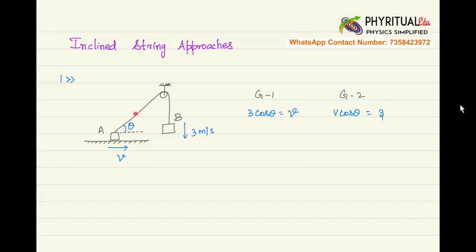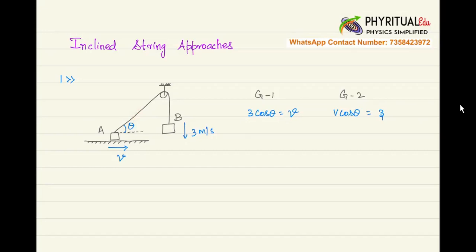Do you really think that if I take a point here, that point's velocity will be 3 meter per second? Or do you really think that the velocity of this point is going to be v cos theta? Just think about that. So if you had thought the answer is 3, that is incorrect. If you had thought the answer is v cos theta, that is also incorrect. So that's a very interesting point. I'll come to that aspect in a moment.